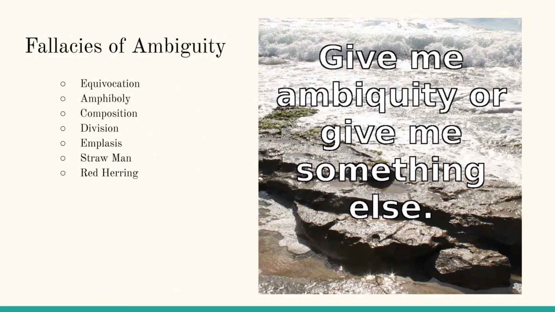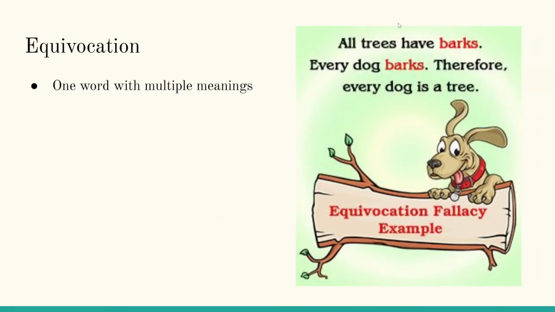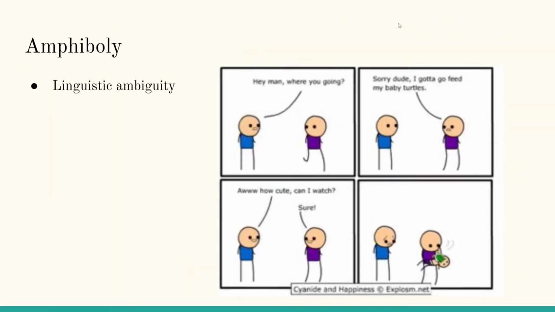When the meaning of a term is changed, we call this a fallacy of ambiguity. An equivocation ascribes 2 different definitions to the same word. An amphiboly is an ambiguity caused from misleading grammar or syntax.